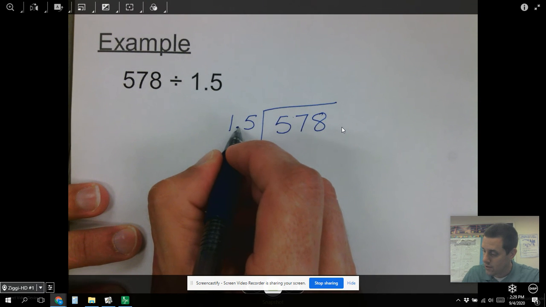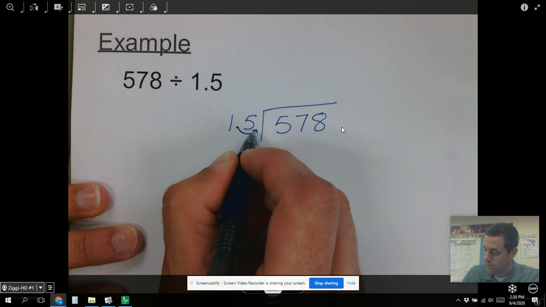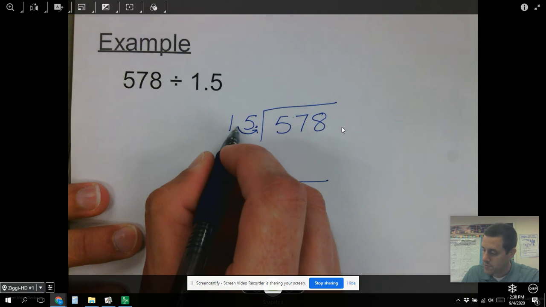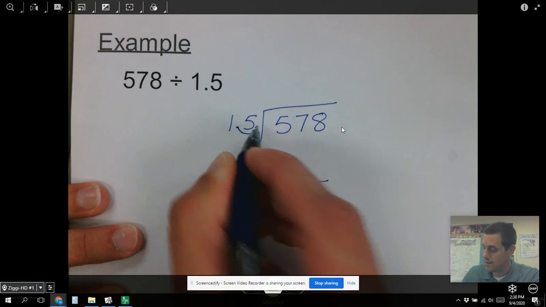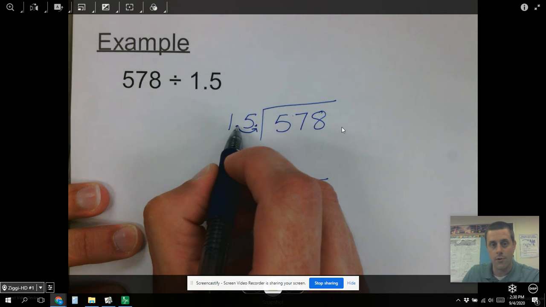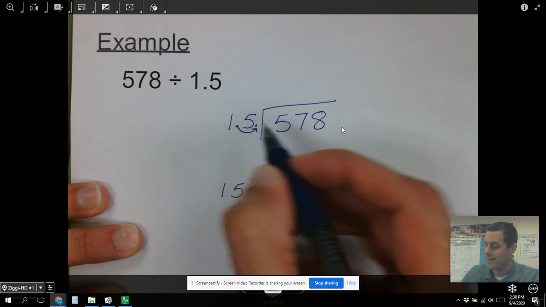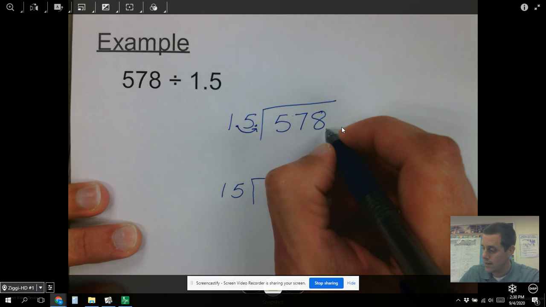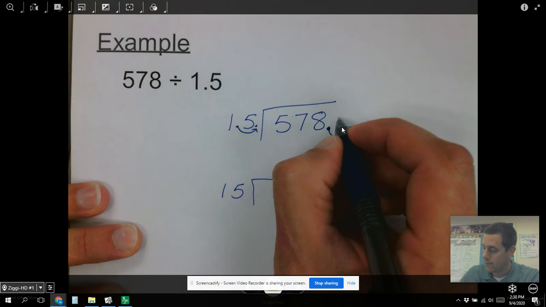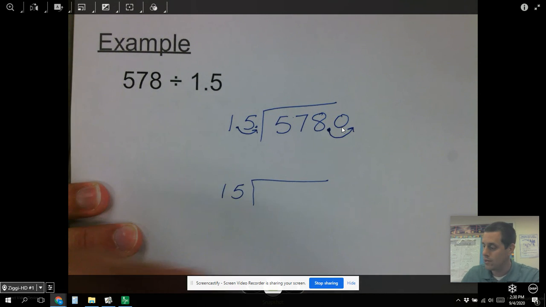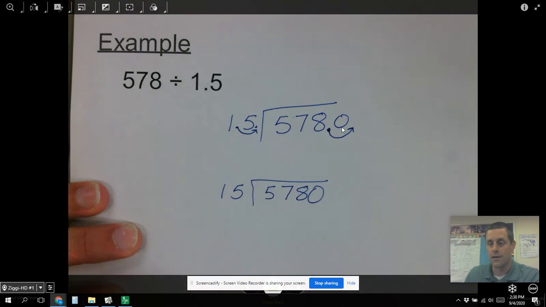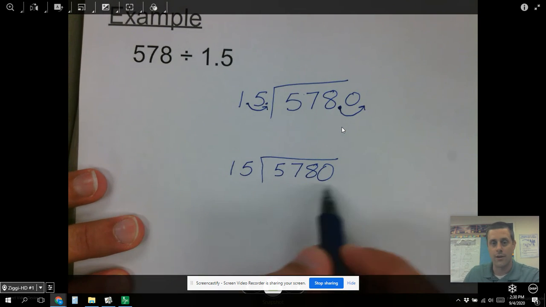To do that, we need to bring it all the way to the end. We're going to jump it over one place value to the right. And essentially, we're creating a brand new division problem. If I move that decimal point one place value to the right, I'm going to be left with a divisor of 15. But in order to mathematically do that, if I'm moving this decimal point one place value to the right, I have to do the same thing to the dividend. Right now, the decimal point is after the 8. And if I was to jump it one place value to the right, that would cause a 0 to occur here. So my new dividend, after I move my decimal point, is 5,780.